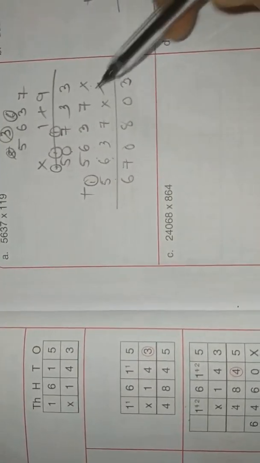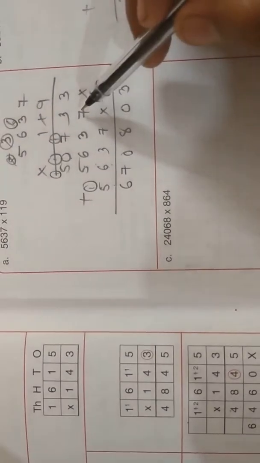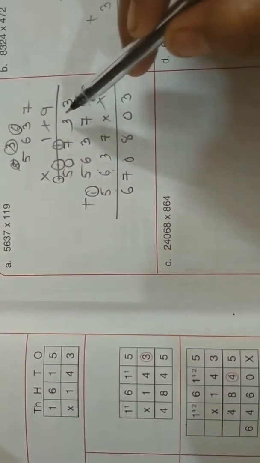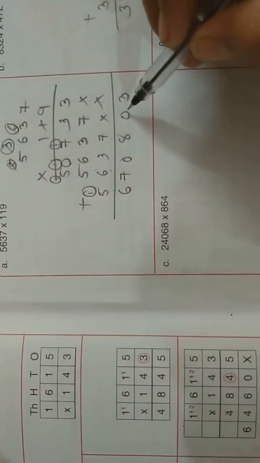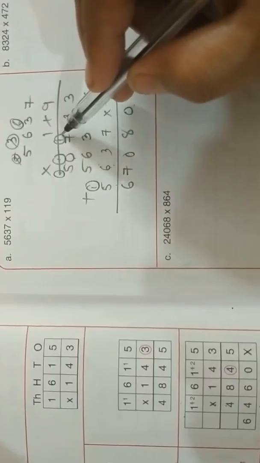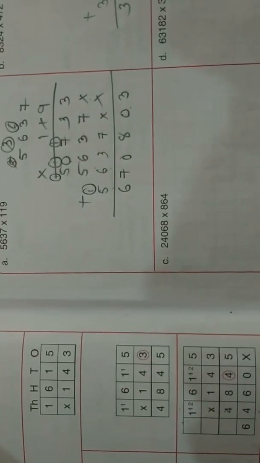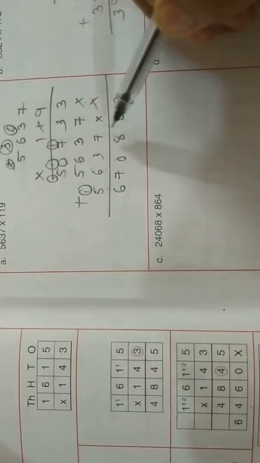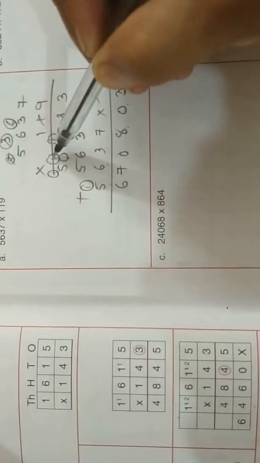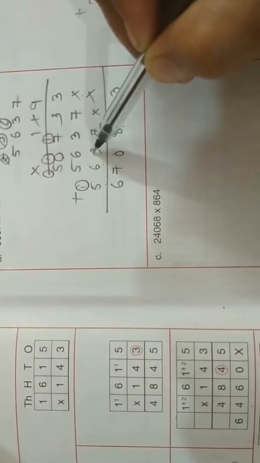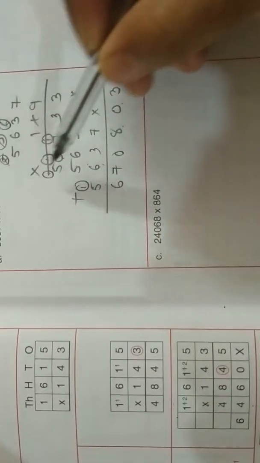3 as it is, 3 plus 7, 10 is there. Right here 0, 1 is a carryover. 7 plus 1, 8 is there. 8 plus 3, 11 is there. 11 plus 7, 18 is there. Right here 8, 1 is a carryover. 6 plus 1, 7. 7 plus 3, 10. Right here 0, 1 is a carryover.